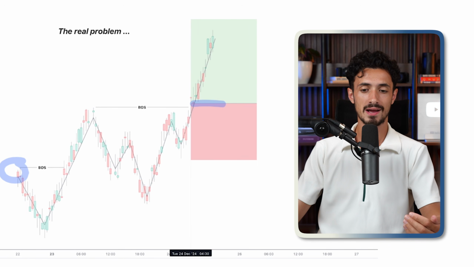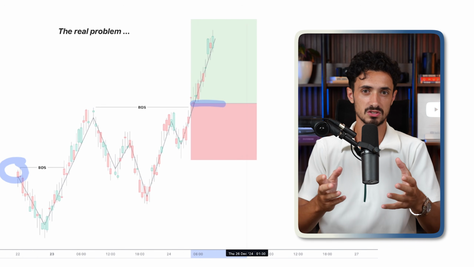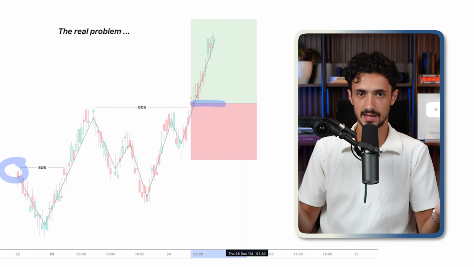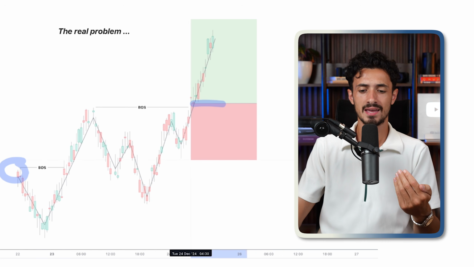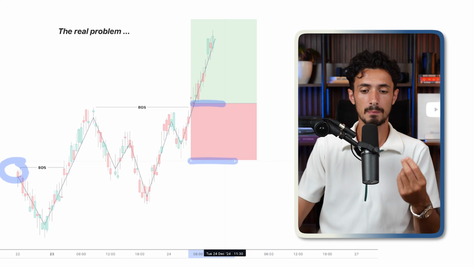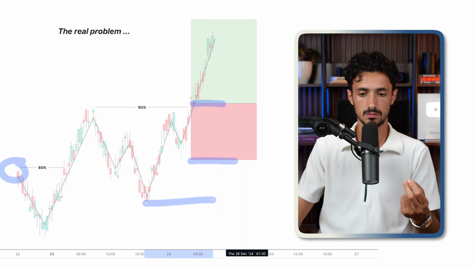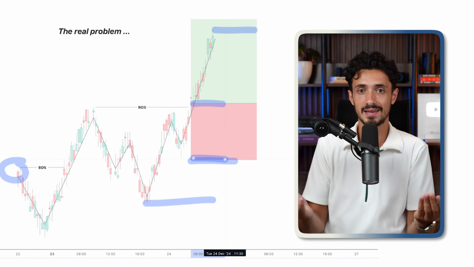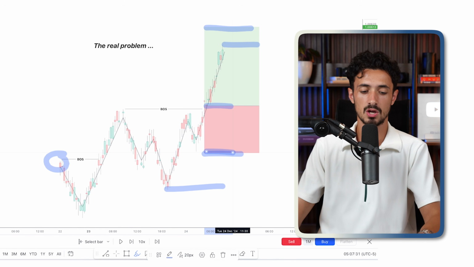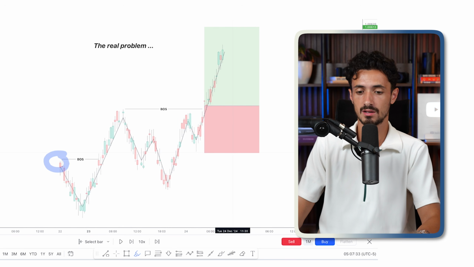They'll set a random take profit level that has no relevance to actual price action. It's essentially just a guess. And then they will put their stop loss inside of the new bullish price leg. So from this low to this high, they'll put their stop loss in some random area inside the price leg and just hope that it doesn't get hit along the way.